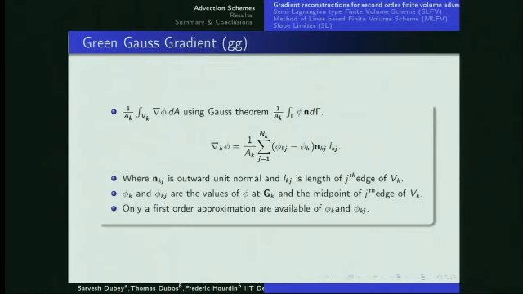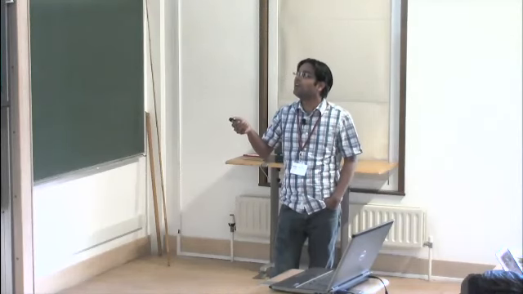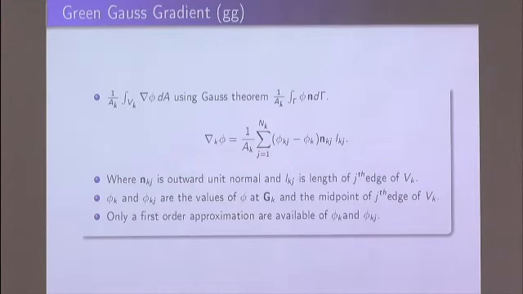Also, we have the same problem here, because if we are using a finite volume sense, the values phi_k are only a first order approximation, not a second order approximation.